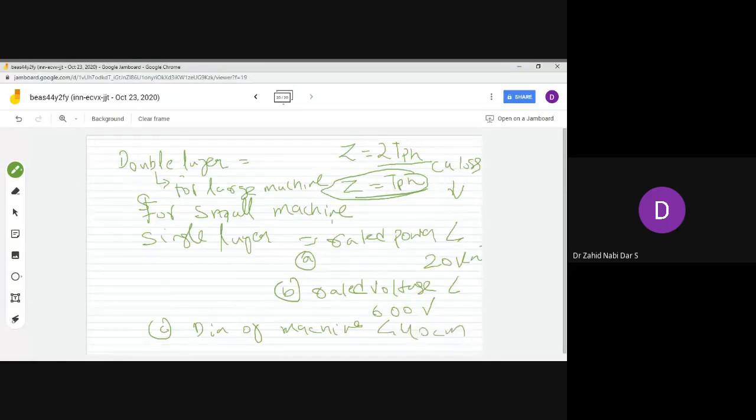Regarding the other factors, we'll see them in tomorrow's Monday class, and then we'll go about the numericals. So here I'll stop my class.